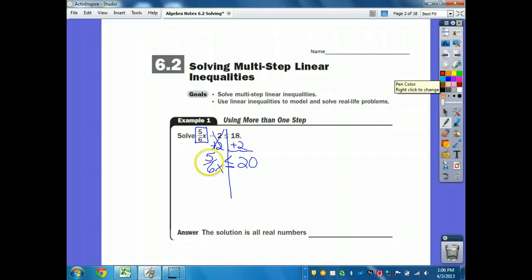Exactly. Because this is 5/6 times x, so that would be like dividing it by 5/6. Dividing this by 5/6. This cancels out, leaves me with x. Do I need to flip the sign by dividing by a negative number? Nope, so that stays the same. But we can't divide fractions. You have to do what?